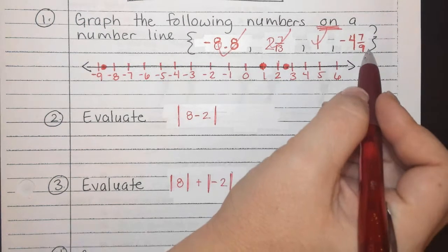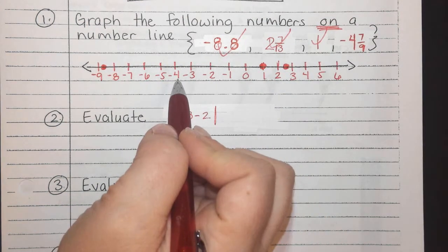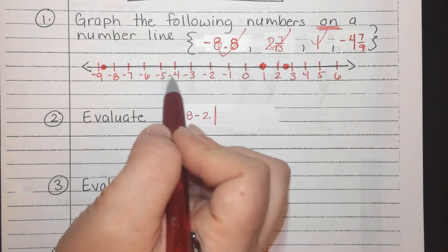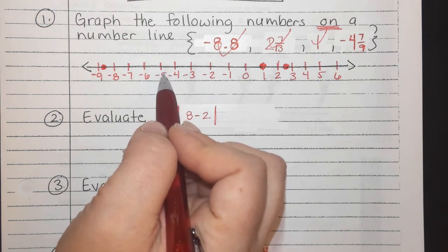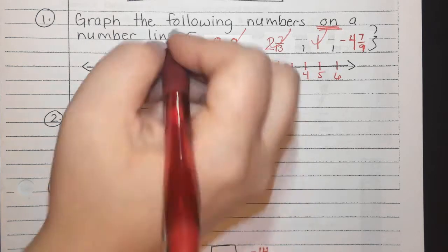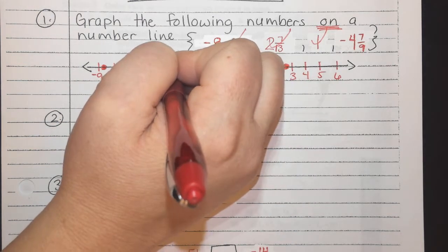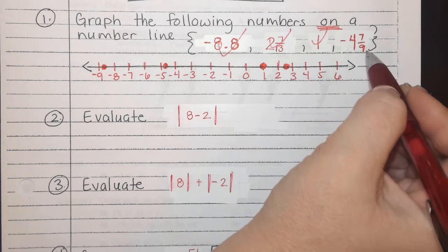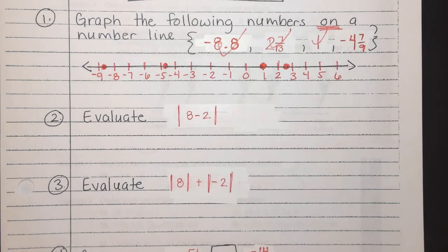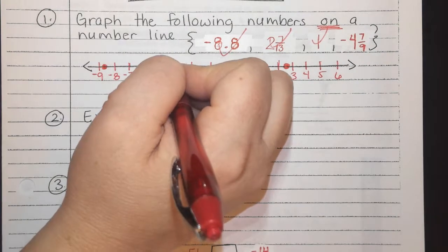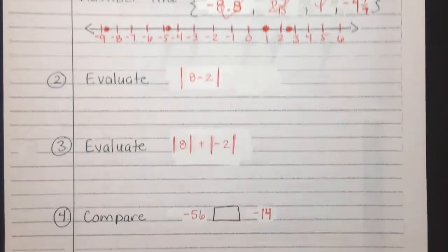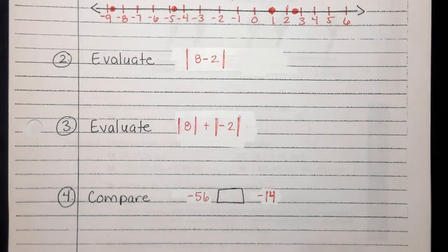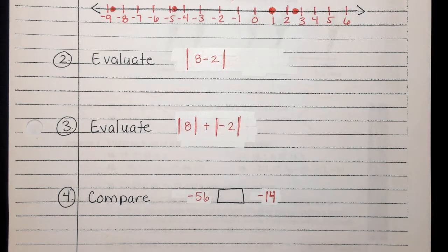Okay, so negative 4 and 7/9. So here's my negative 4 and 7/9. Which number am I going towards? The 5. And is it going to be closer to the 4 or closer to the 5? Closer to the negative 5, because 7 is closer to 9. Okay? All right, questions about number 1?